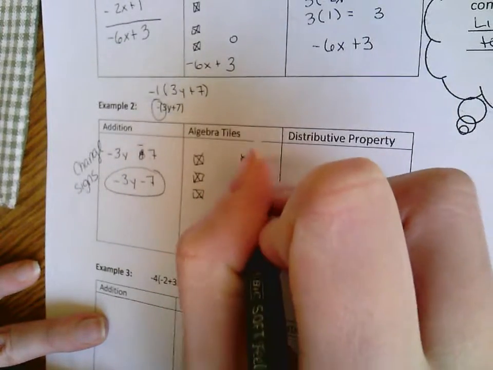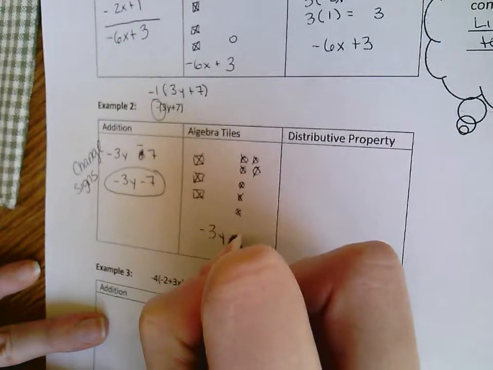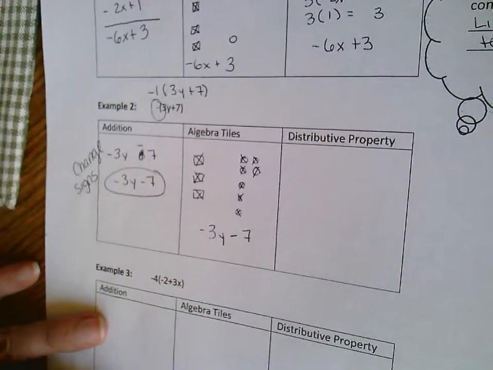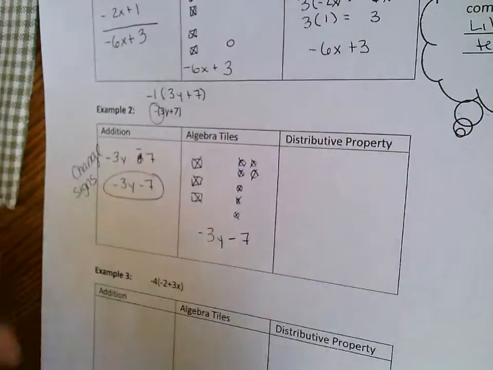And I get negative 3y minus 7. Now, in this case, the distributive property I think makes it the easiest, but it's up to you on how you want to do it.